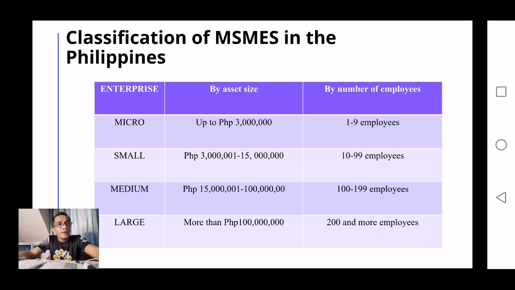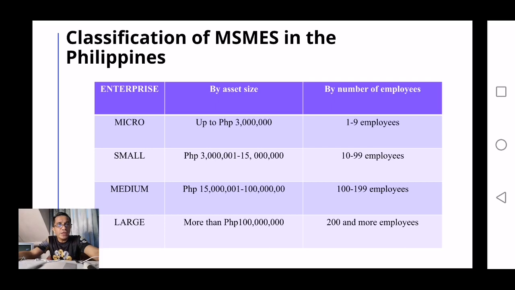Okay? However, there will be some situations wherein kung minsan, halimbawa, yung kanyang asset is nasa 16 million. Pero yung number of employees niya, let's say, is nasa 80. Looking at our table, kung by asset size ang usapan, that enterprise will be medium. But if we will now be looking at the number of employees, since 80 lang yung binanggit ko kanina, it will be classified under small. So you might be asking, oh, saan natin siya i-classify? Will we classify it under small or medium?